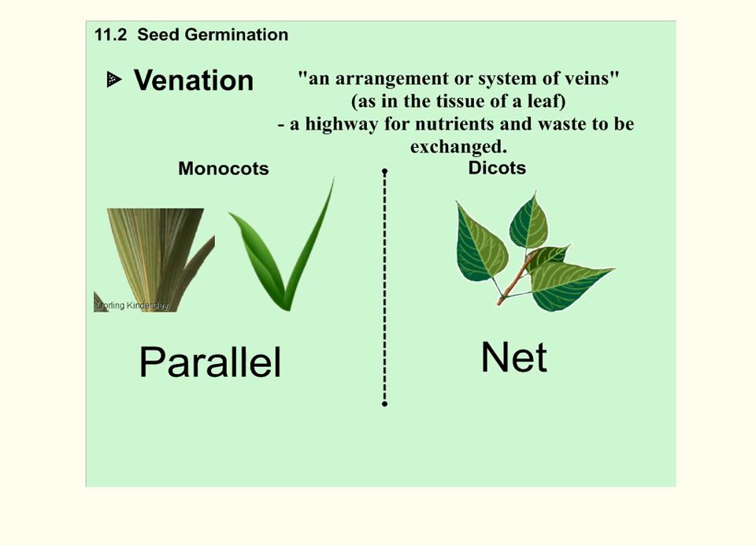Now we have some differences. In dicots, a great example would be a maple leaf. If you've ever seen a maple tree before, the veins will actually branch out, and we call that net. Okay, net venation versus parallel venation.